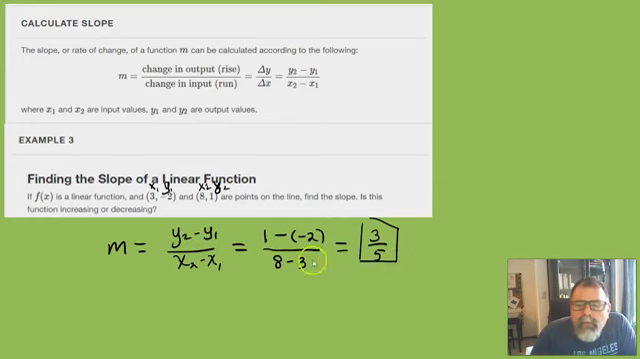And then that's positive, which is greater than 0, right? It's positive. So then that means the function is increasing. So it's going up as we move from left to right.